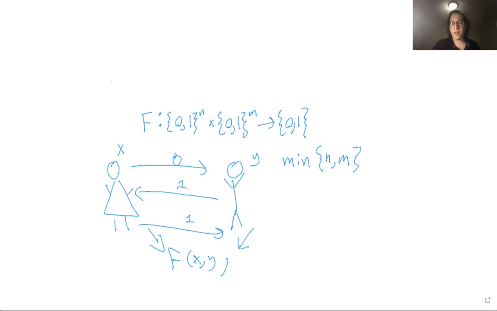So minimum of n and m, up to constant factors, is basically the maximum possible communication complexity, but we care about improving the communication complexity for many functions. This is the basic setting. We want to formalize this model, to formally define what it means to compute this function capital F.